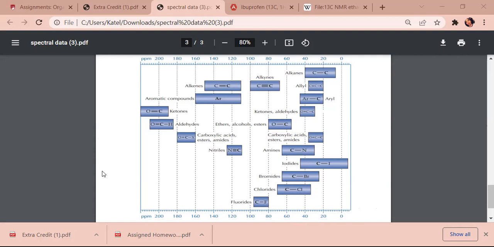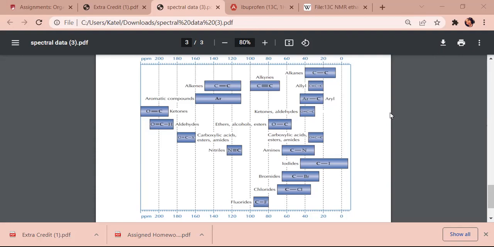Downfield is going to be when there's a decrease in electronic density, and so it deshields a nucleus, meaning the absorption shifts downfield. So they're not as shielded, and because of that, they have to produce more energy because they're getting in contact with those radio waves a lot more often. So ones like ketones, aldehydes, carboxylic acids, those ones are going to be considered more downfield because they absorb the radio waves a lot more than alkanes, alkenes, and all the guys that are on this side.